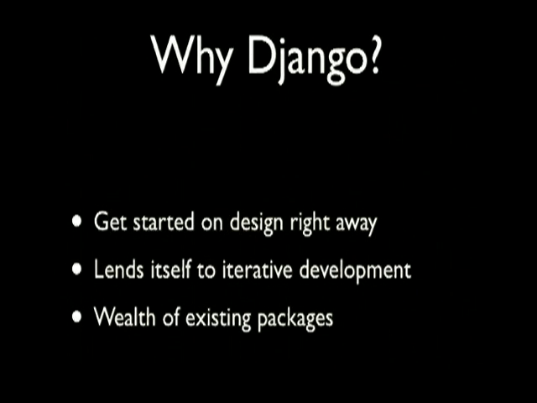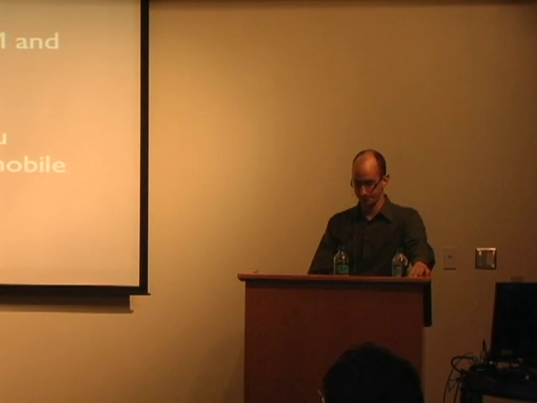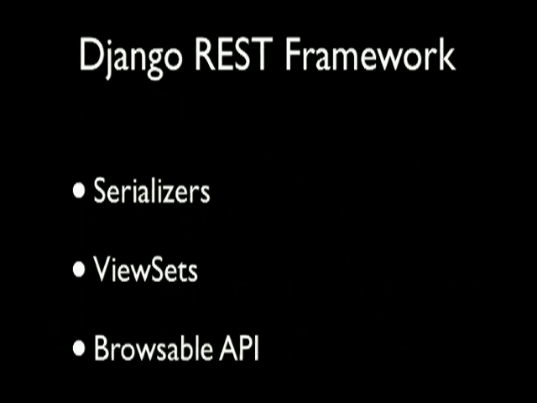And there's a lot of packages you can lean on for functionality, like SSL or in this instance, REST, because Django gives us an ORM and middleware, but it really doesn't help you communicate with the mobile app. Enter Django REST framework. It's a Django package that provides a bunch of features to help develop these kinds of APIs. I'm going to focus on 3 of them in particular, but it does way more than that, and way more than I would have any hope of covering in this talk. But we'll start with serializers.